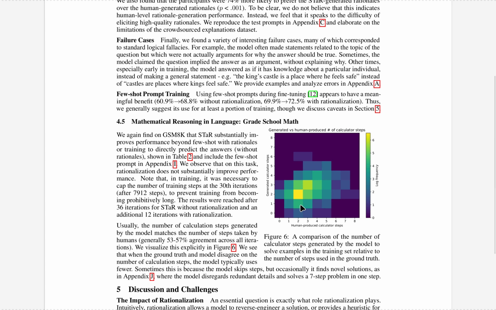Few-shot prompt training. Using few-shot prompts during fine-tuning appears to have a meaningful benefit, 60.9 to 68.8% without rationalization, 69.9% and 72.5% with rationalization. Thus, we generally suggest its use for at least a portion of training, though we discuss caveats in Section 5.